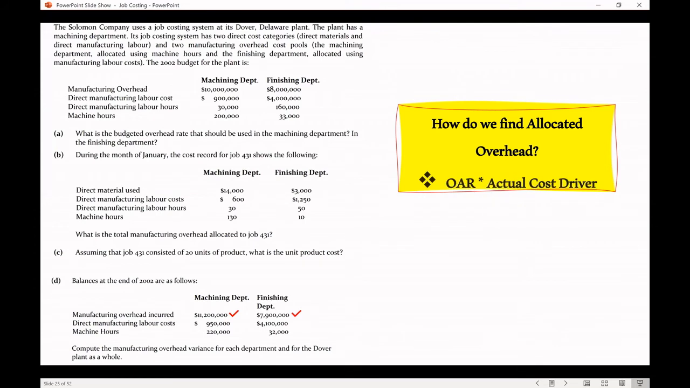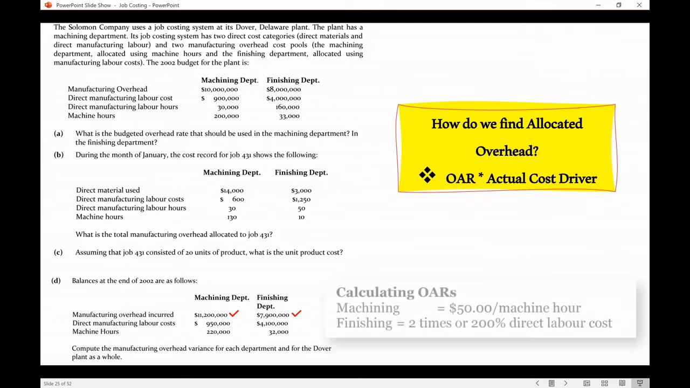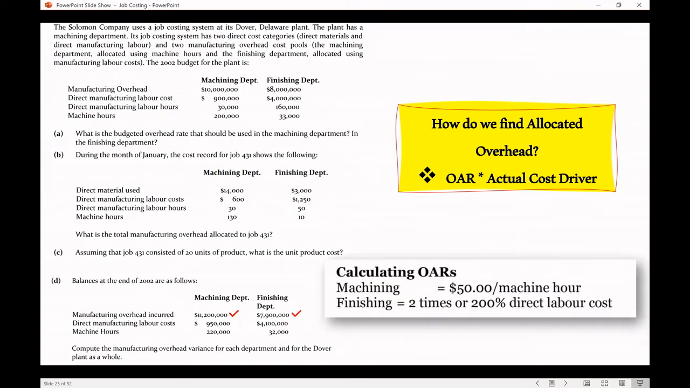What's the formula? The formula for that is going to be your OAR, and in this case it is the OAR per department times the actual cost driver. So, reminding you of the OARs for both: the OAR for the machining department was $50 per machine hour, and the OAR for the finishing department was 2 times, or 200%, of direct labor costs.